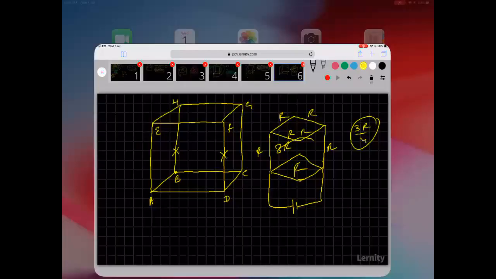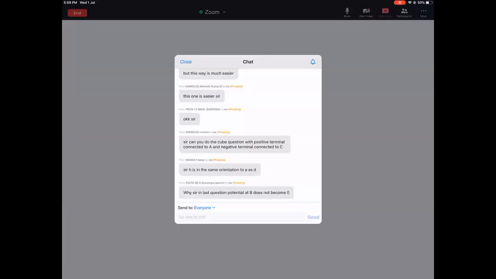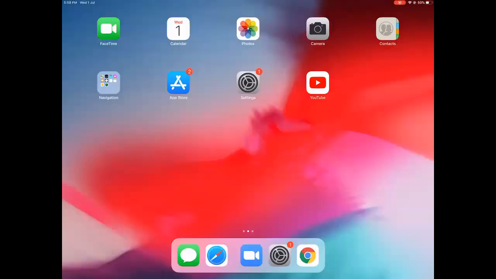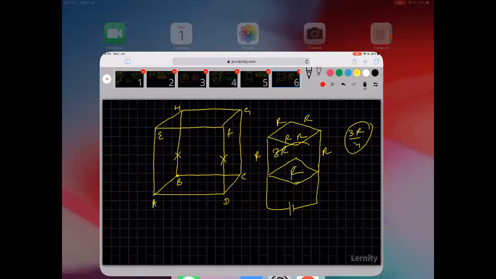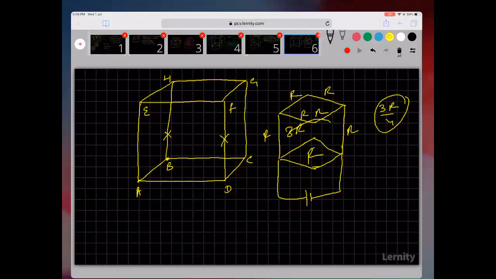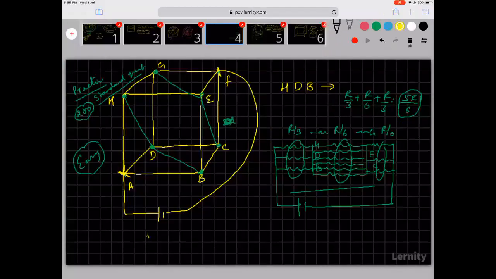Yeah, in the last question also, potential could have become 0. It depends on what you are taking. In the last question, if I had made this +5 and this -5, then also I can only say that these are at the same potential. I can't say 0 potential. I can say 0 potential if the left side and right side are mirror images of each other.